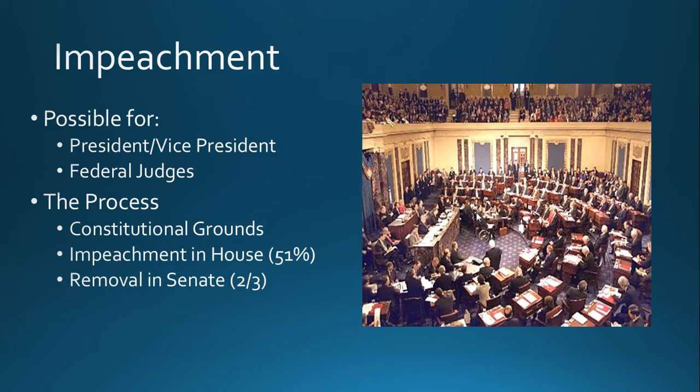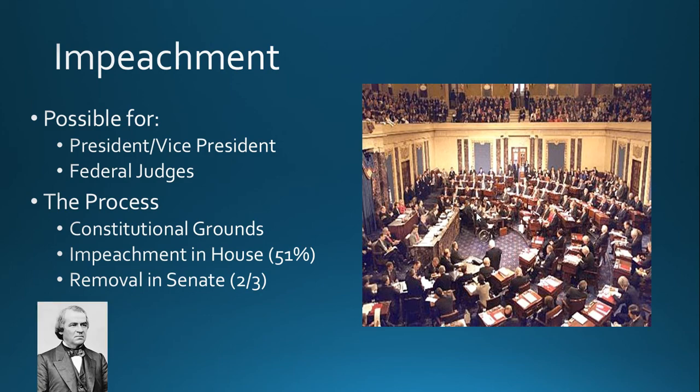At the end of that trial, the Senate was required to vote on removal of the president, and it requires a 2/3 vote in the U.S. Senate to remove an impeached president. If 2/3 of the Senate votes to remove, the president is no longer president of the United States. They lose all powers associated with the presidency, and the vice president becomes the president. That has never happened in U.S. history. We've had two presidents that have been impeached.